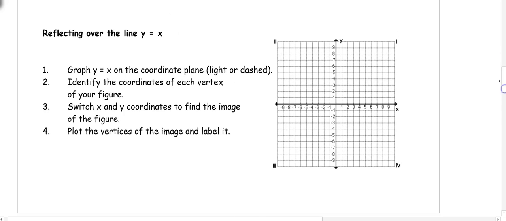Now, the other type of reflecting that we could do is over the y equals x line, which is a diagonal line. Think back to algebra: y equals x starts at the point 0, 0, and has a slope of 1 over 1. So we're going to go up 1 over 1 all the way to the corner for our diagonal line, and then all the way down to the other corner.